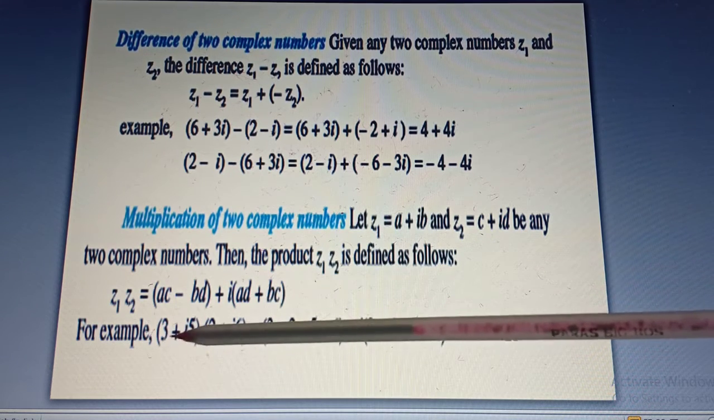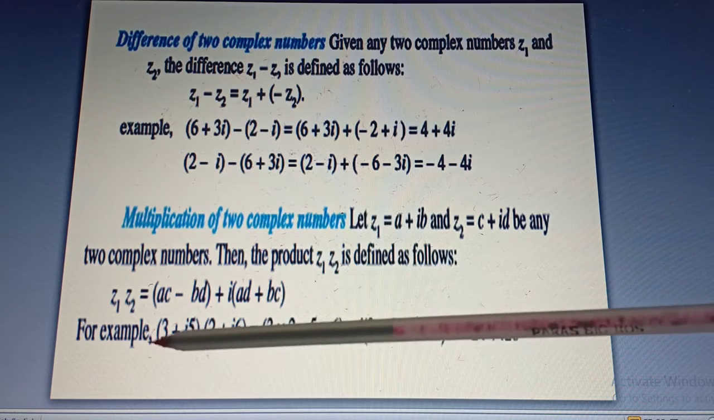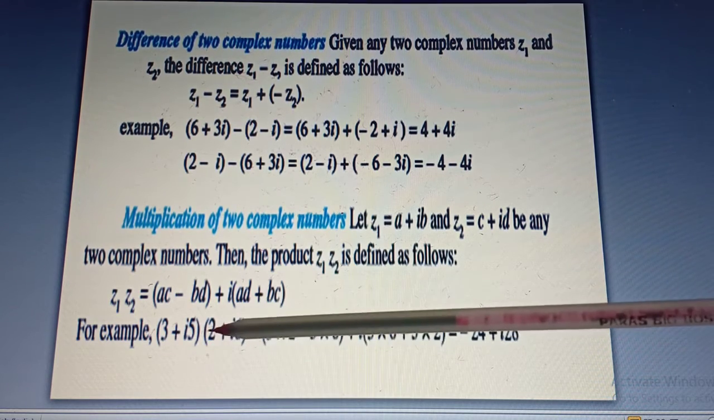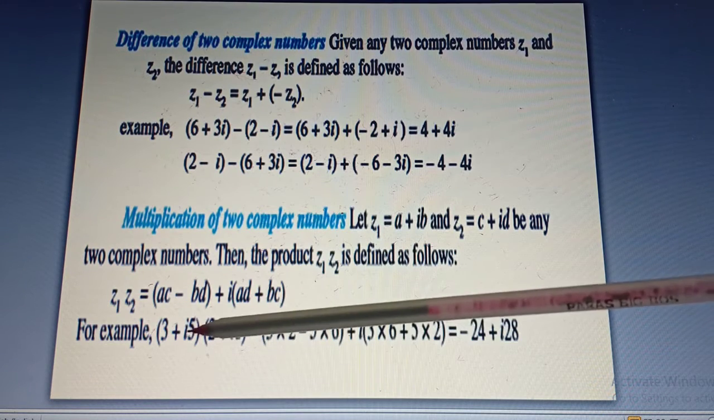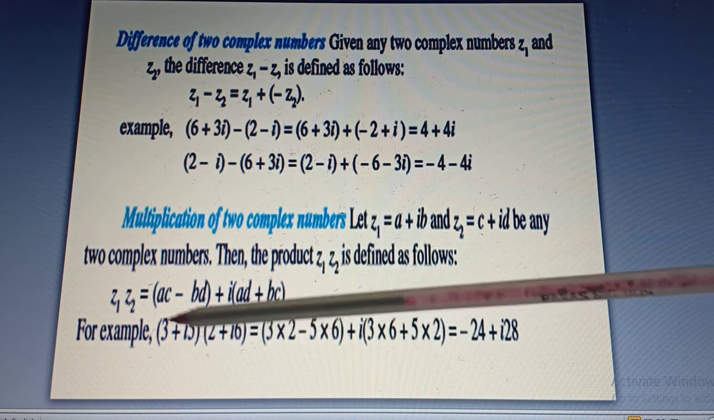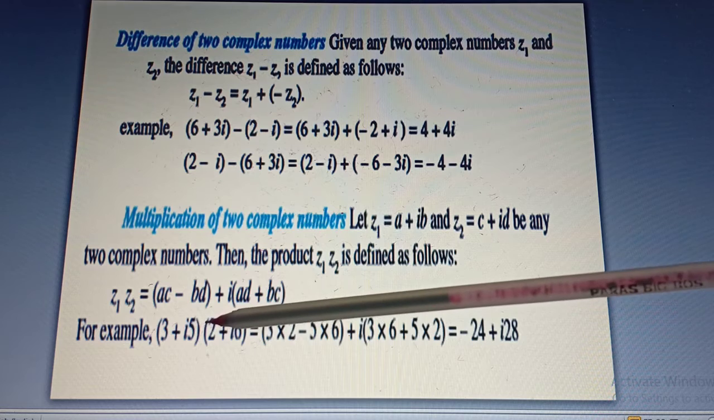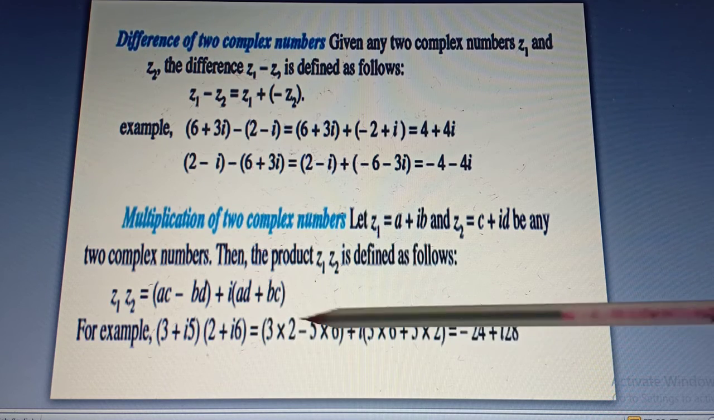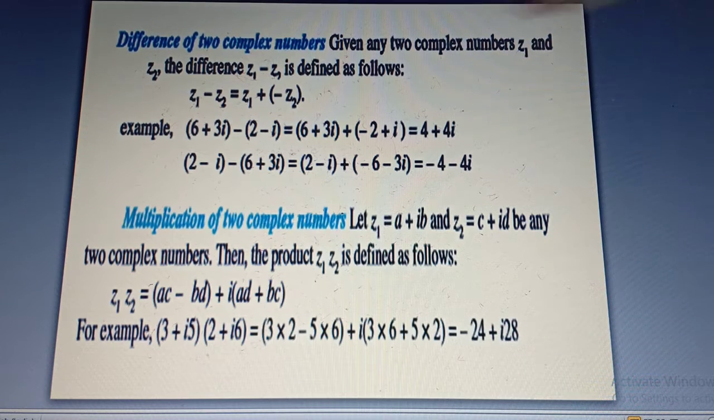For example, 3 plus i5 into 2 plus i6. First you have to multiply 3 into 2, minus 5 into 6, plus i common, 3 into 6, 18, 5 into 2, 10. So it will be 6 minus 30, minus 24, plus i 28.